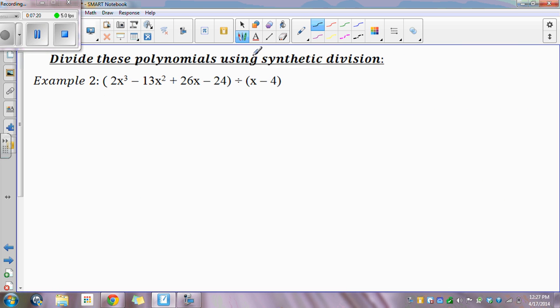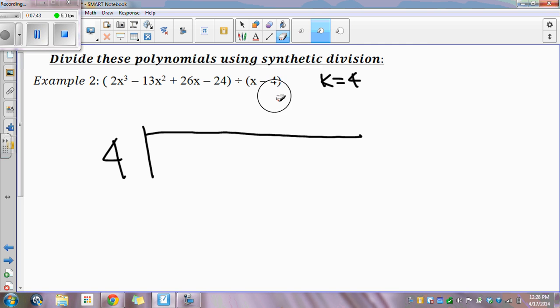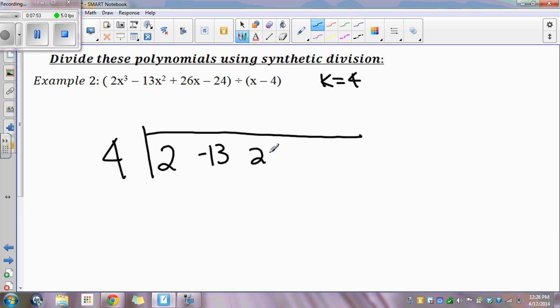Just synthetic division now. First things first, look for that form, x minus k. And this one is exactly the same as the last problem, actually, because k is equal to 4 again. So when we set up the problem, 4 is on the outside. That's what we're dividing everything by. And inside, we take out all the x's, and we're just left with the coefficients. 2, negative 13, and negative 24. Okay.